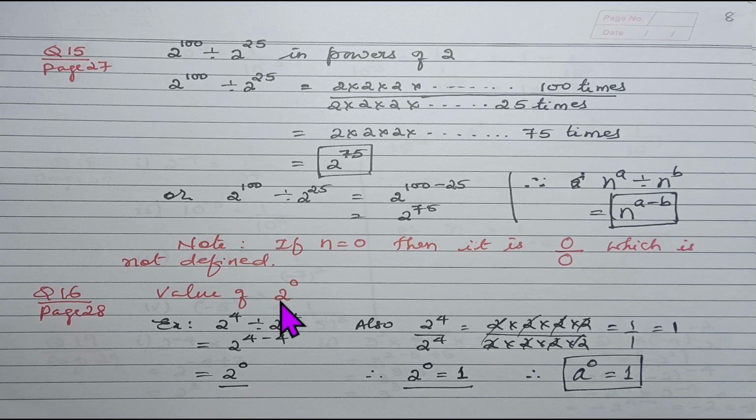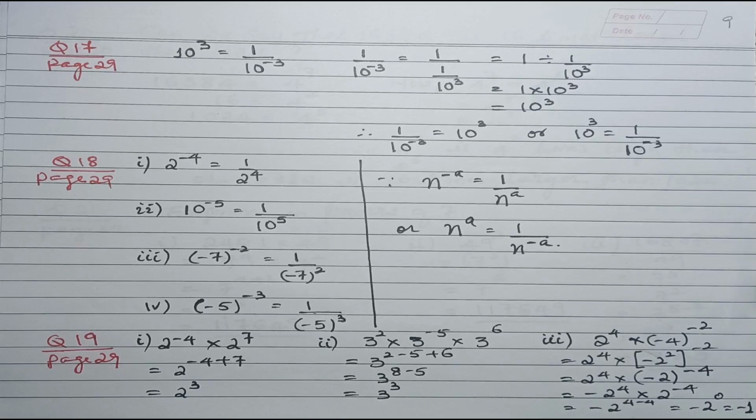But I can also find the value of 2 raised to 4 by 2 raised to 4 by multiplying 2 four times, and also multiplying the 2 four times in the denominator. When I cancel out, you will get 1 by 1, and that is 1. That means we got the value of 2 raised to 4 by 2 raised to 4 as 1, and also as 2 raised to 0, and therefore 2 raised to 0 is equal to 1. Rather, any number raised to 0 is 1. A raised to 0 is 1. Remember that. Now 10 cubed is equal to 1 by 10 raised to minus 3.